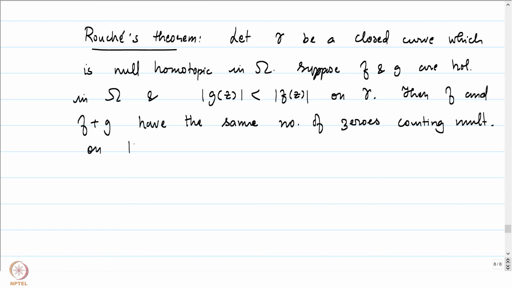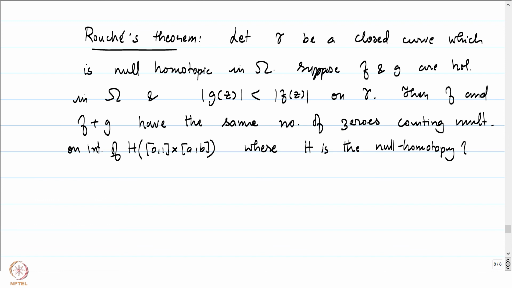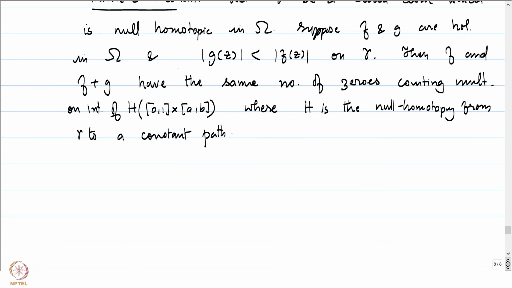On, let me just be precise this time, on the interior of 0 1 cross AB, where H is the null homotopy from gamma to a constant path. So I just made the notion of interior precise. The first thing to note is that this condition ensures that both f and f plus g do not have a 0 on the curve gamma.